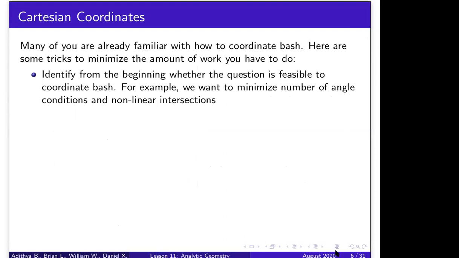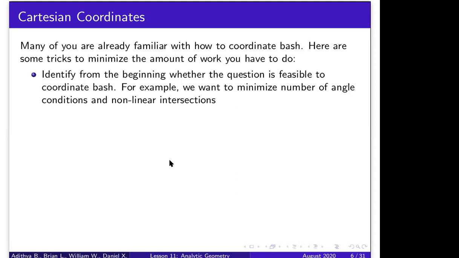So one thing you should always do, first and foremost, is identify from the beginning if the question is feasible to coordinate bash. A lot of people, when they look at a geometry question on the AMC, immediately turn to bashing. And this is the wrong mentality. You should only bash if you know that it's going to be faster than, say, looking for a synthetic solution. For example, if the question has a number of angle conditions or nonlinear intersections, such as the intersection between two circles, it's probably not the best question to coordinate bash, unless you first make a number of synthetic observations.